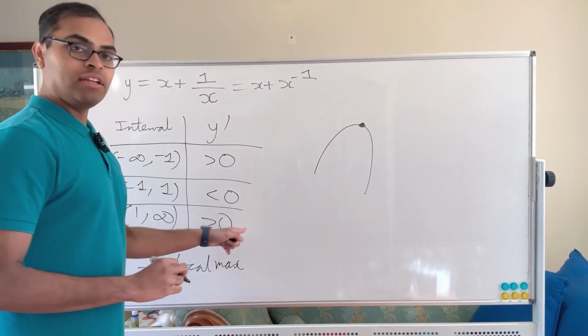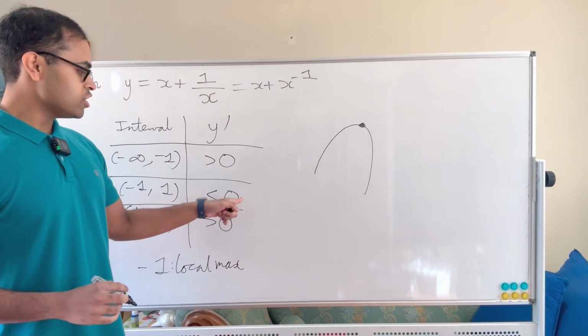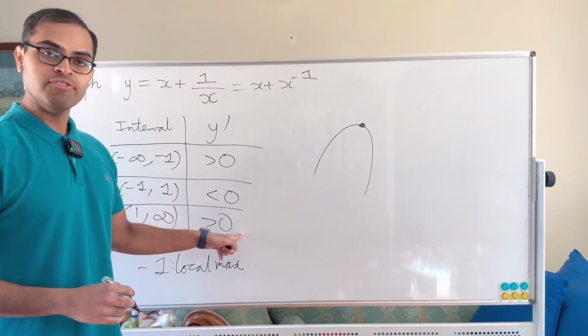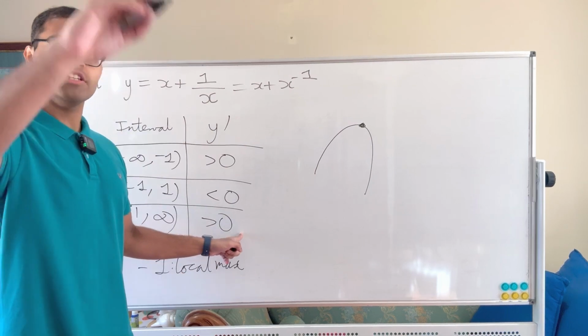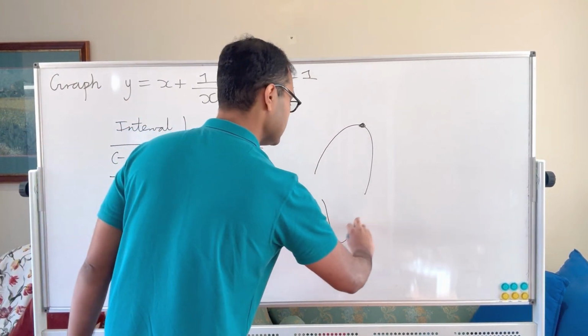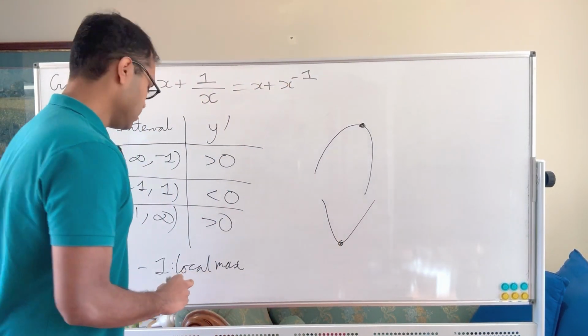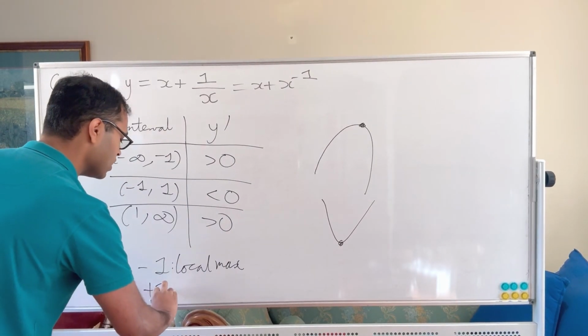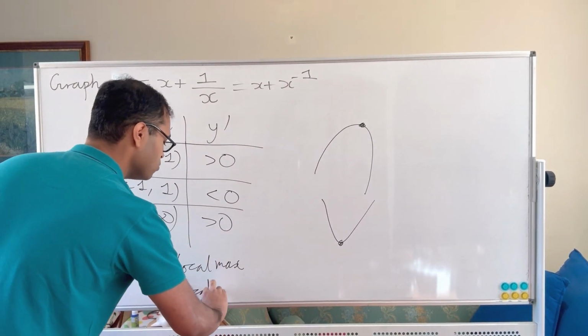And then at 1, you're going to see that the derivative's sign is going to change from negative to positive. So your function is going to change from decreasing to increasing. Okay, so it's going to look something like this. So you're going to have a local min. Okay, so at plus 1, you're going to have a local min. And these are the natures of the two critical points.